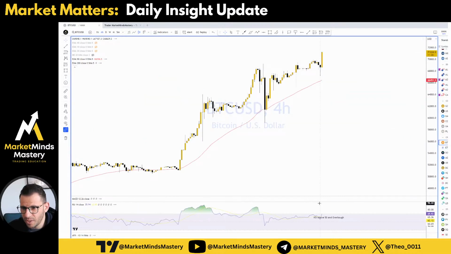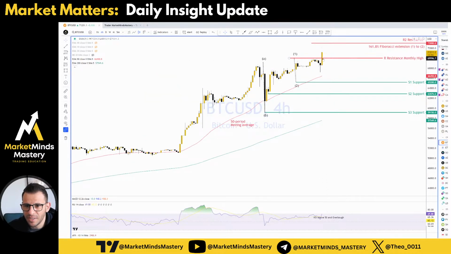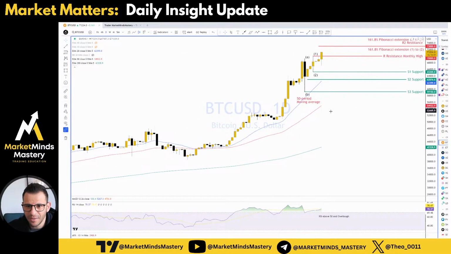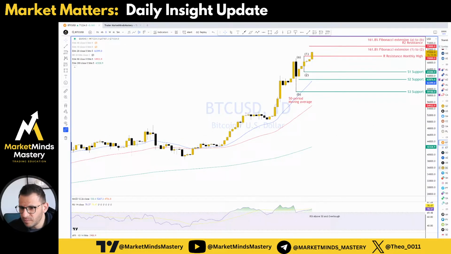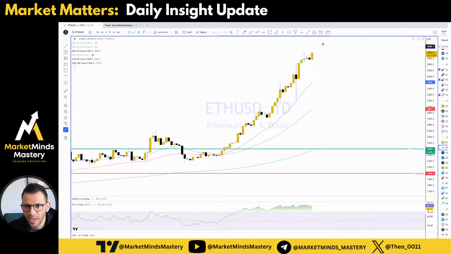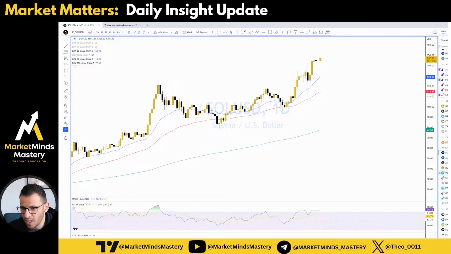And of course, Bitcoin made a new all-time high, above 70,000. Now it's trading at 71,200, and the buying pressure continues. Ethereum, same, is forming a bullish engulfing now. Solana is around 147, which is fine. Yep, and there is much positivity on the cryptocurrencies as well.